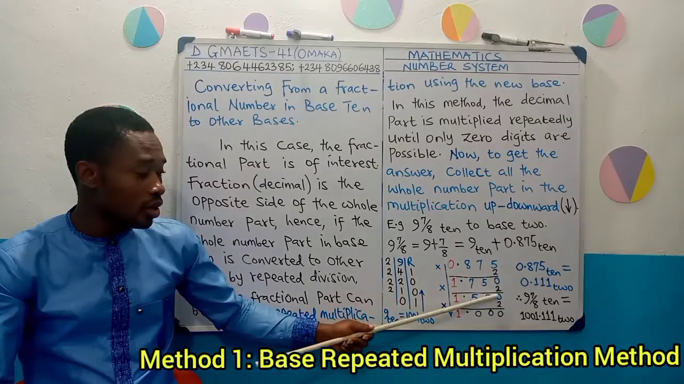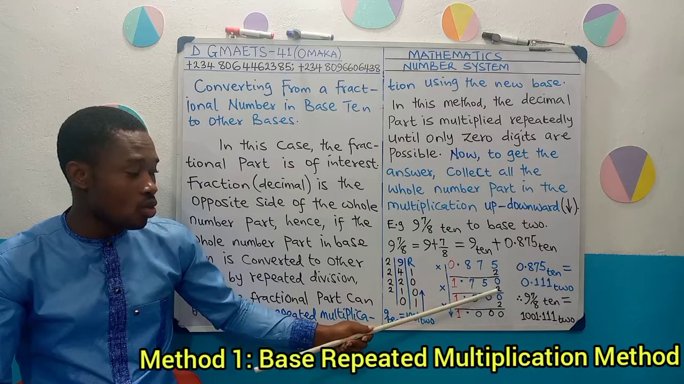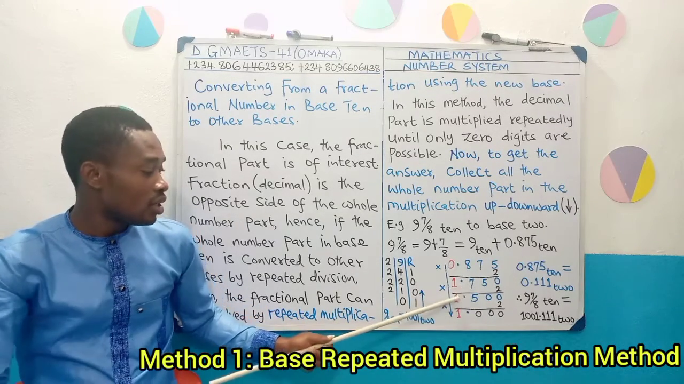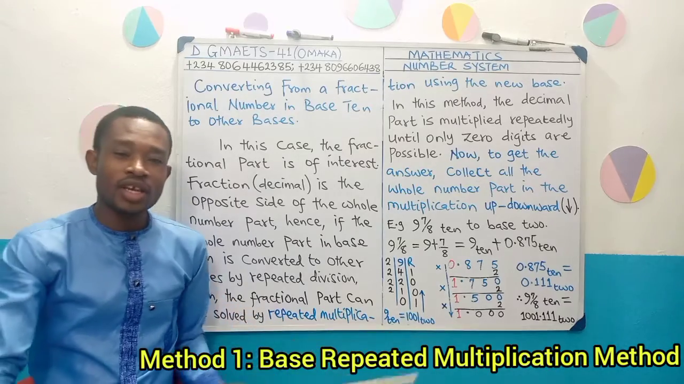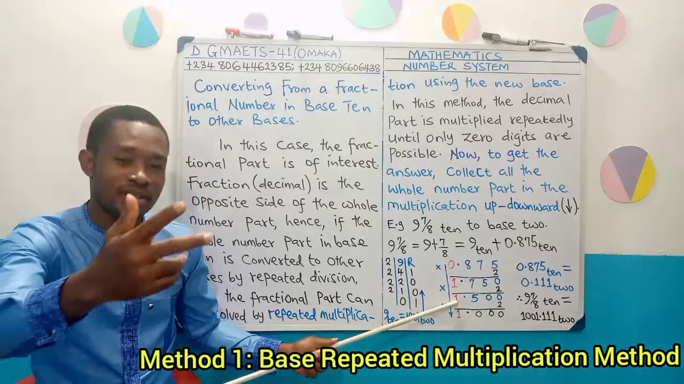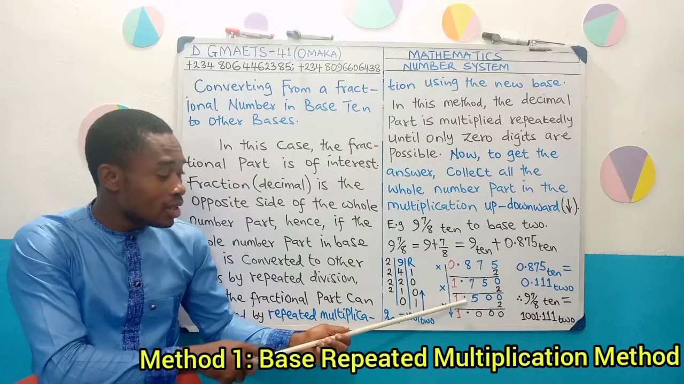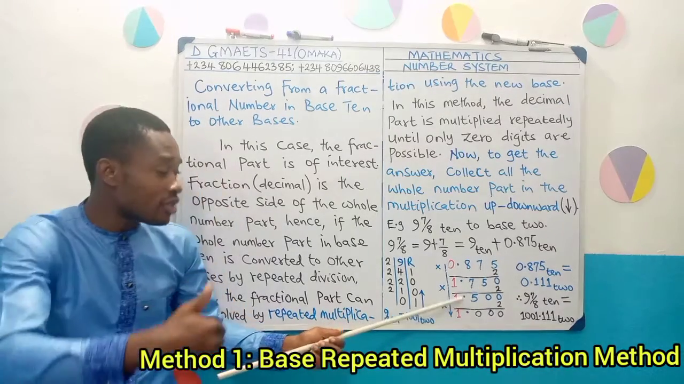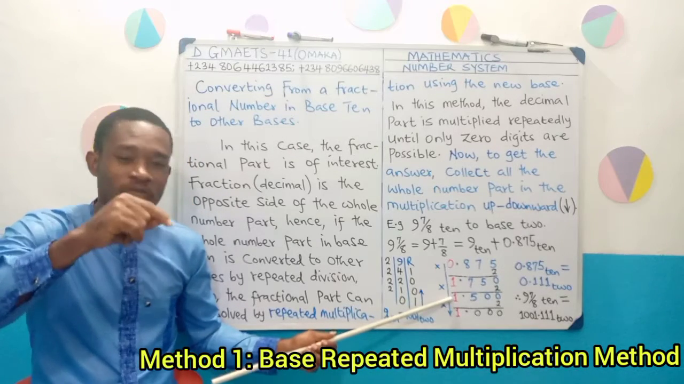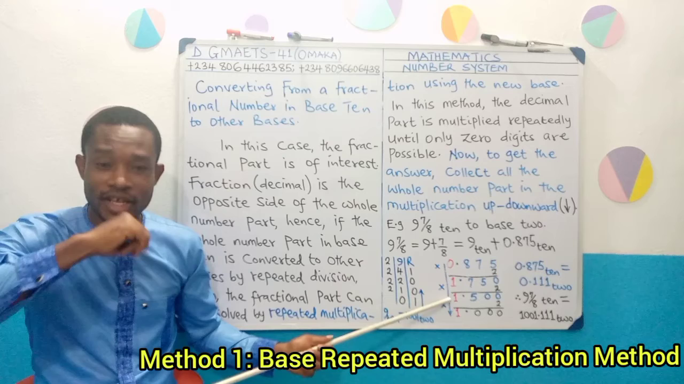2 times 0 is 0. 2 times 5 is 10. Write 0, carry 1. 2 times 7 is 14 plus the 1 you carried, 15. Look at it, 15. Once again, take note that you have 2 digits. So those 2 digits, you split them. You're going to have 1, then 0.5. I've split them, right? This 1 will form part of my answer in base 2 that I'm converting to.